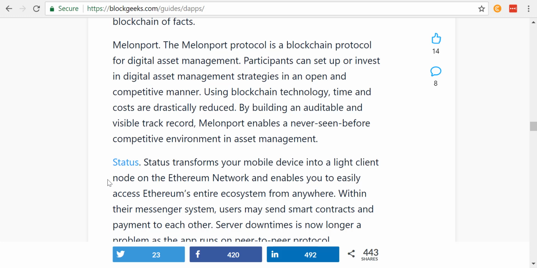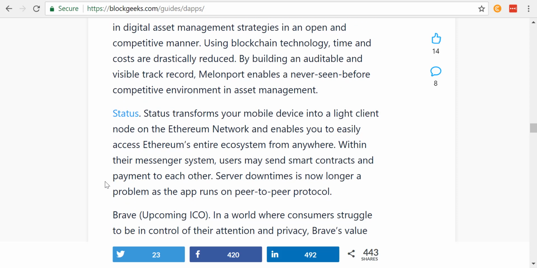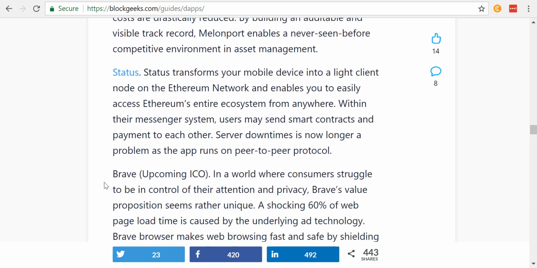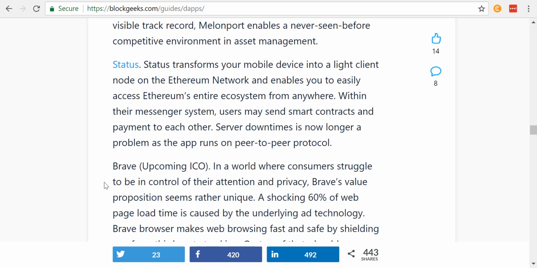Status. Status transforms your mobile device into a light client node on the Ethereum network and enables you to easily access Ethereum's entire ecosystem from anywhere within their messenger system. Users may send smart contracts and payments to each other. Server downtime is no longer a problem as the app runs on a peer-to-peer protocol.